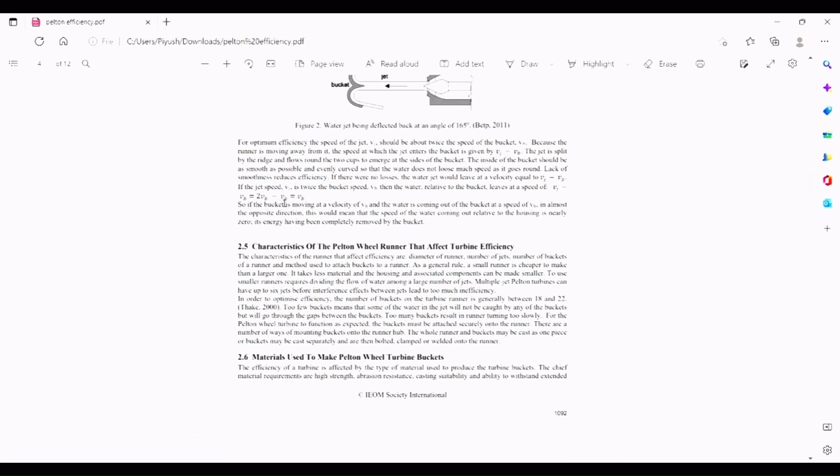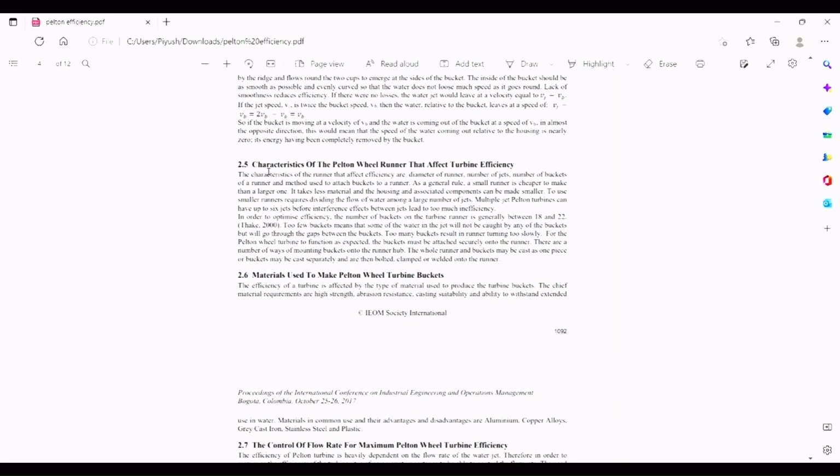Here it is discussed about the velocity, where Vj is the speed of jet and Vb is the speed of bucket, and for maximum efficiency Vj should be twice of Vb. Now we have the characteristics of the Pelton wheel runner that affect the turbine efficiency. Diameter of runner, number of jets, number of buckets of a runner, and method used to attach these buckets to a runner are the characteristics of the Pelton wheel runner.